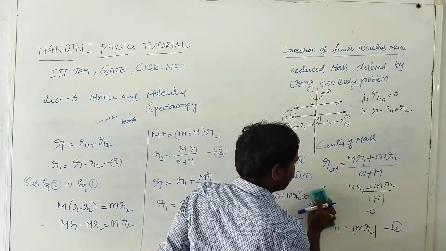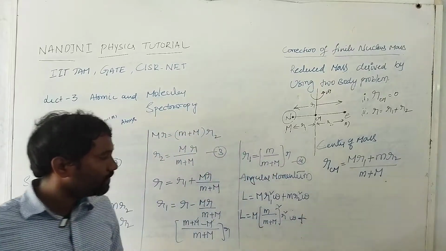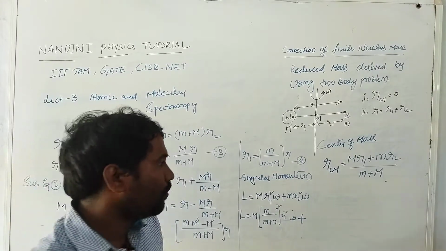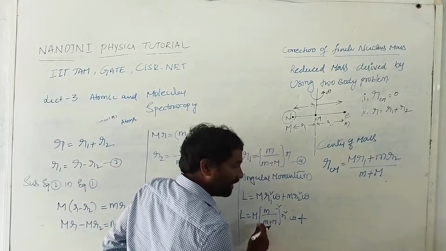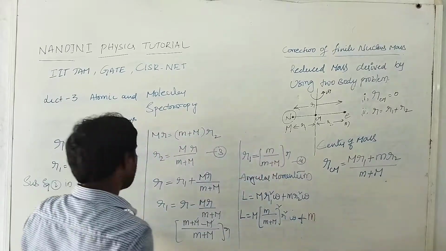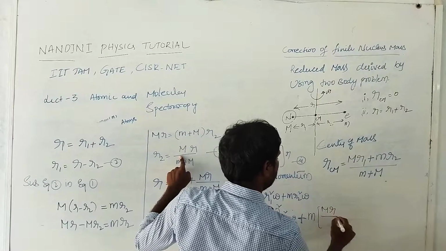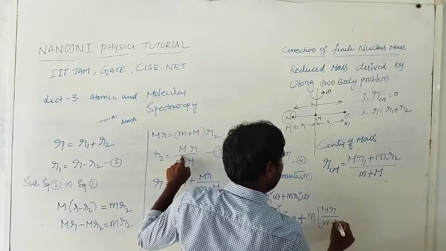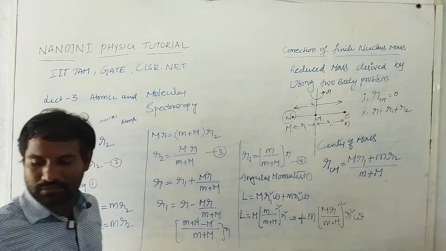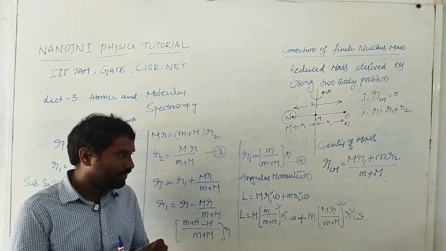Plus, in the same way, small m into R2, where R2 is capital M R divided by small m plus capital M, whole squared, R squared omega. So finally we get the angular momentum equation.